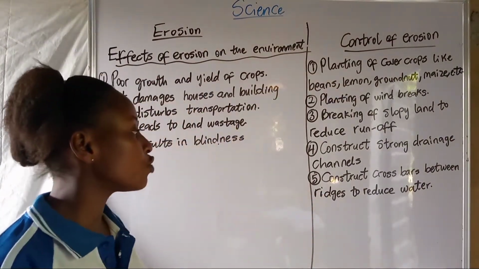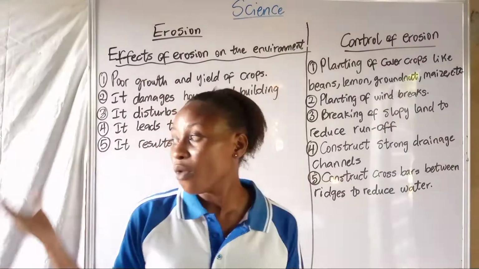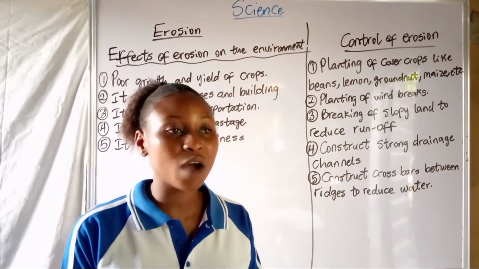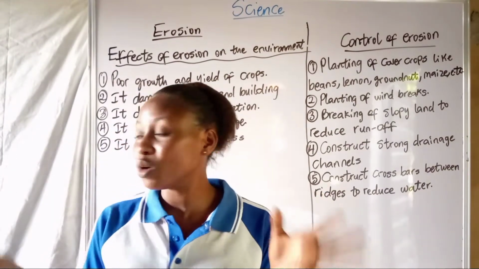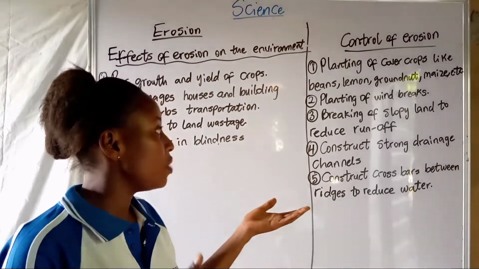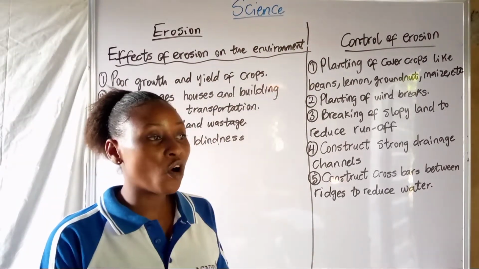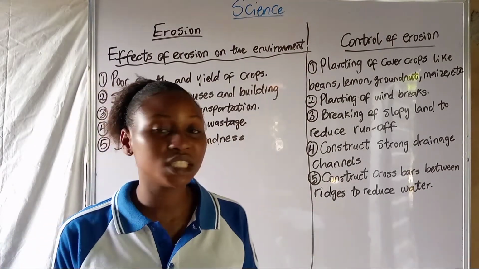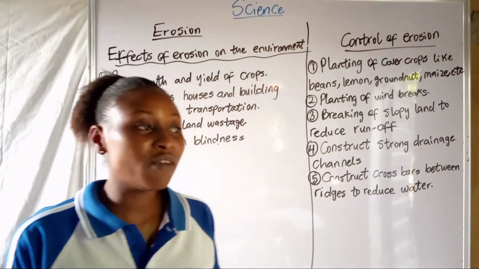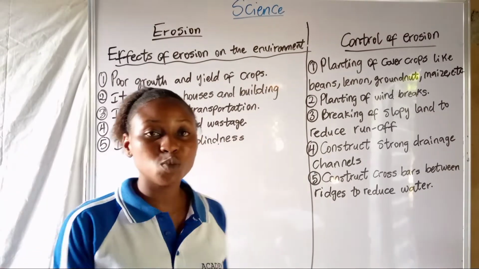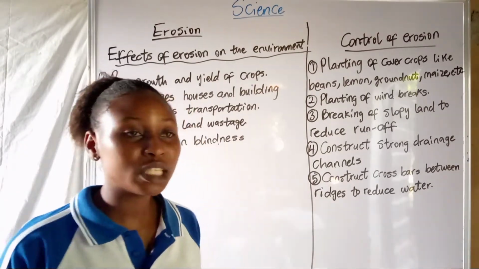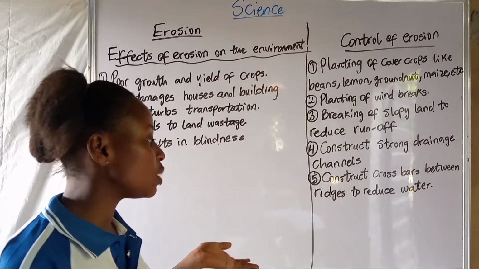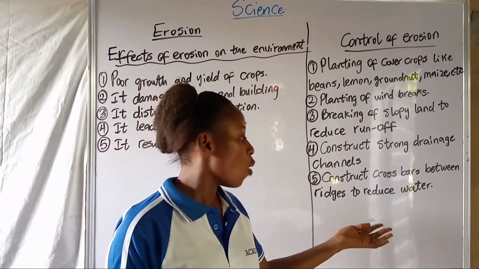The fourth one, construct strong drainage channels. Most people don't have drainages around their area, so that's what leads to stagnancy of water. But we are being advised, for us to control erosion, we should construct strong drainage channels. That's so that whenever erosion occurs, the water will be able to move and pass through easily without causing destruction.